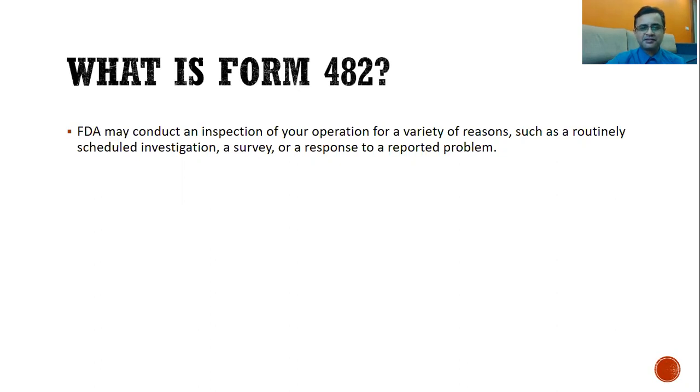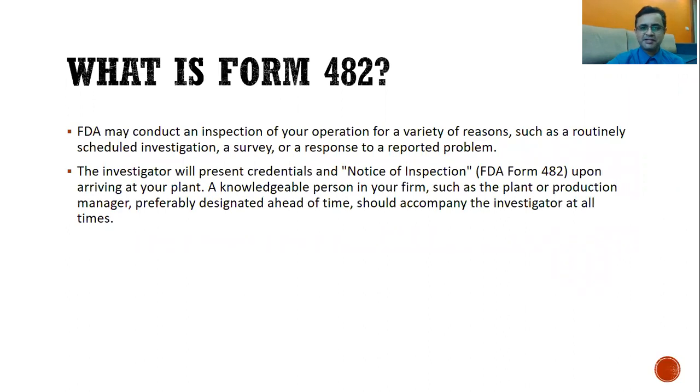FDA may conduct an inspection of your operation for a variety of reasons, such as a routinely scheduled investigation, a survey, or a response to a reported problem. The investigator will present credentials and a notice of inspection called FDA Form 482 upon arriving at your plant. A knowledgeable person in your firm, such as the plant or production manager, preferably designated ahead of time, should accompany the investigator at all times. So FDA Form 482 is basically the notice of inspection presented by the FDA inspector.